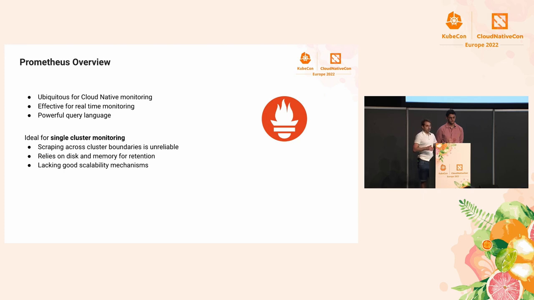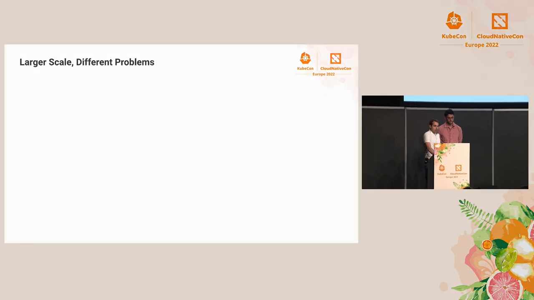Whenever we want to go beyond a single cluster, there are different challenges that are non-trivial to overcome, some of them being just the fact that scraping across network boundaries comes with its own challenges. We have to rely on disks for retention. Disks can be hard to move between AZs, regions, clusters, and so on. And overall, the story about how to scale Prometheus horizontally is not there yet. And that's a conscious design decision, so there's nothing wrong with that. And as a result, there are all these different projects, like Cortex, Thanos, recently Mimir, that come in and try to solve some of the scalability issues that Prometheus has.